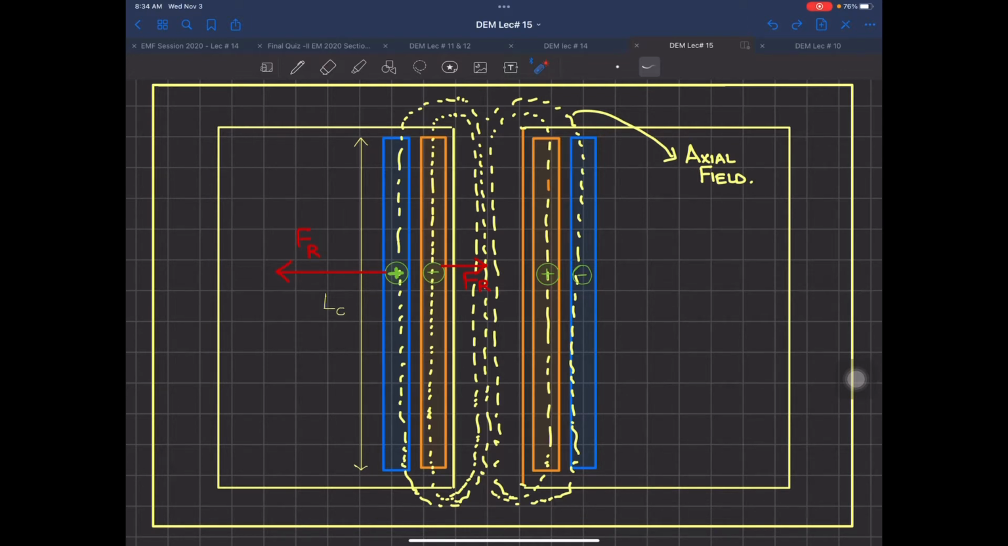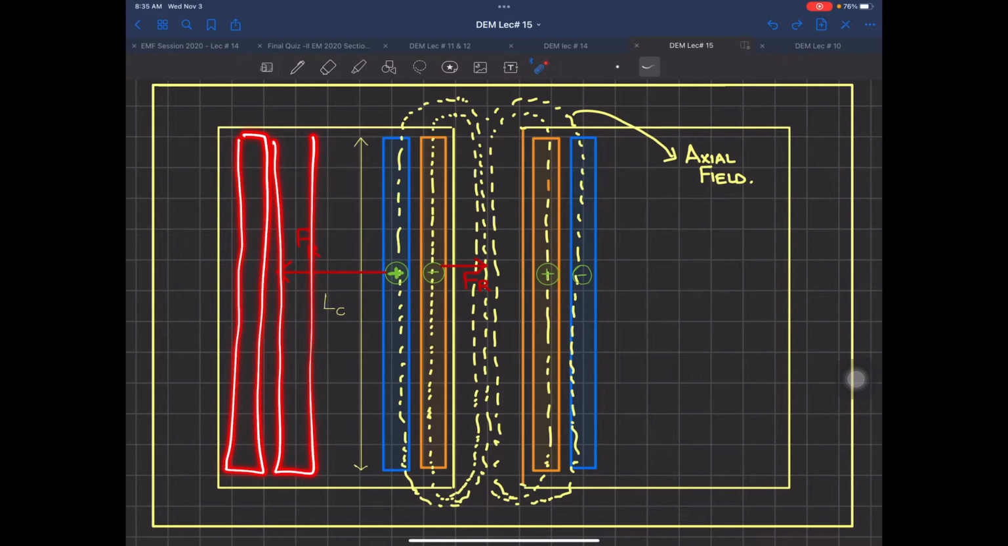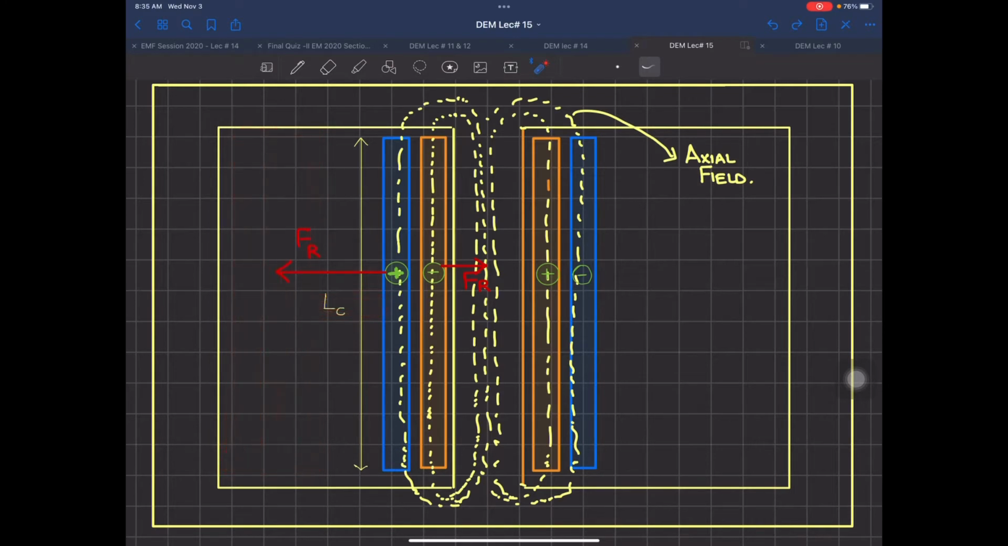Exactly, this will happen. So when the second phase is going to be here, in between here, you're going to keep a spacer here also. Now these are radial forces, and how are they happening? They are happening because of the axial fields. This is very important. Axial field is producing radial forces over there.